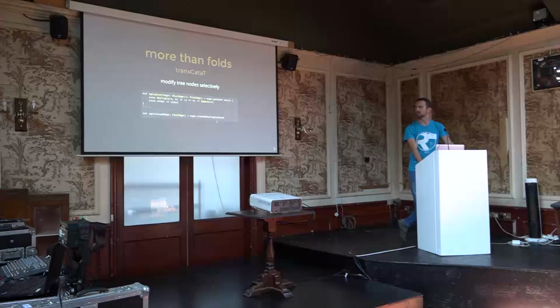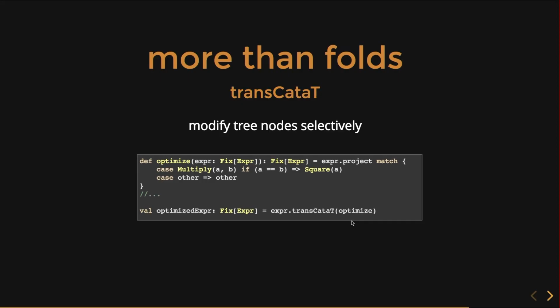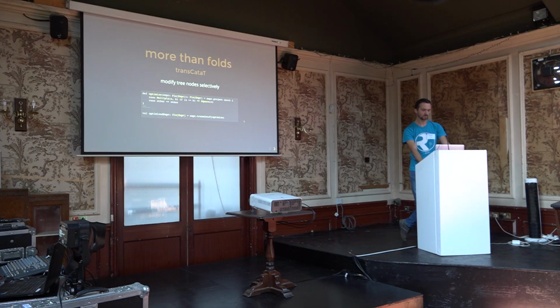Recursion schemes are more than folds. There is also something called transkata, which allows you to modify certain nodes of the tree selectively. So you can write a function from a node to a node, from expression to expression. And for example, optimize: if it's a multiplication and the two arguments are the same, transform it into square. So the tree will remain a tree of the same type, but some nodes can be transformed in this very simple way. So we just define such a function and run transkata on an expression providing this function, and the traversal and replacement will be done for us. With manual recursion, such a thing would be much more difficult to handle.